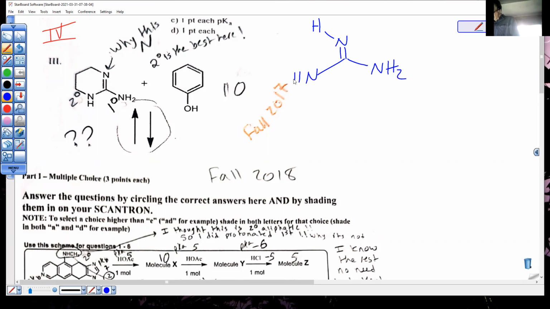This is the structure of guanidine. It doesn't change the fact when we replace an H on this nitrogen with a carbon, or replace this H with a carbon. This is a base that is the same chemically as this base called guanidine. And the big question is, why the nitrogen on top?